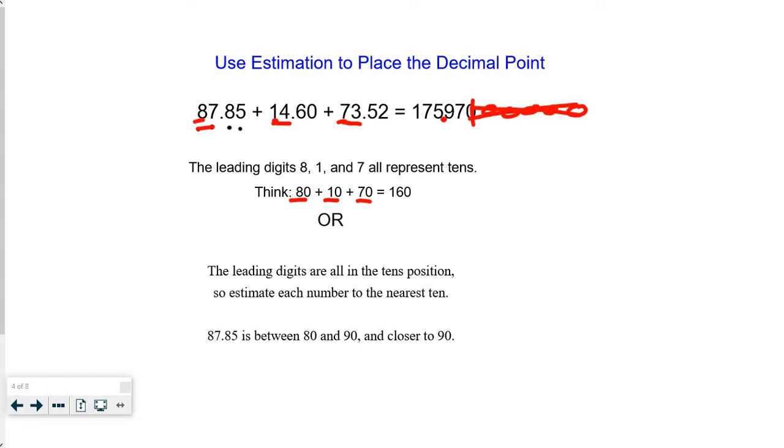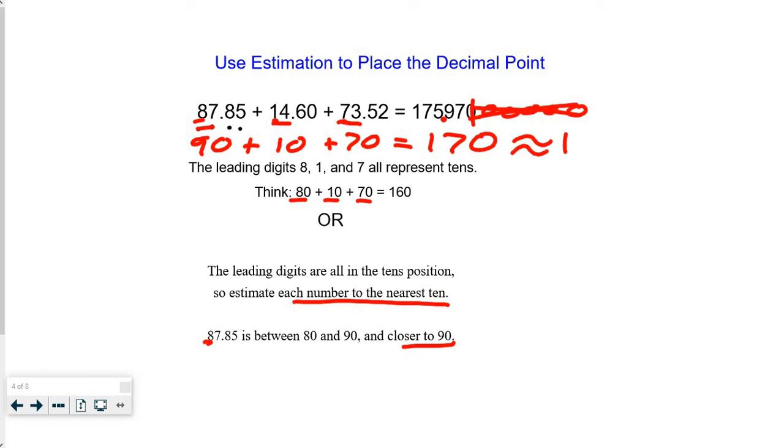We can also use the leading digits in all the tens positions, so estimate each number to the nearest ten. So we can take 87, and it's closer to 90 than it is to 80. So this would be 90 plus, let's round this down, plus 70 equals 170. So we know that 170 is pretty close to 175, which is why we can guess that this decimal is going to be right here, as opposed to in any other position. So that's how you can estimate to place the decimal point.